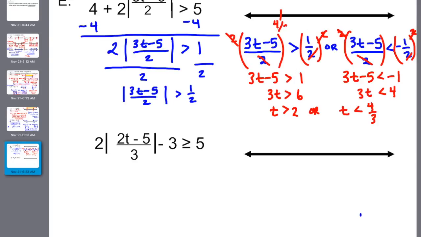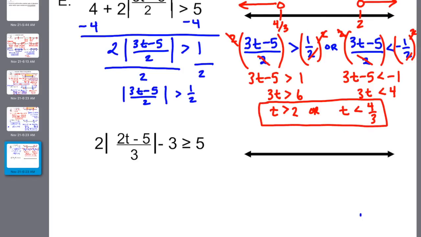So if I put 4/3 on here, that's less than 2. T is greater than 2 would be an open circle going to the right. T is less than 4/3 would be an open circle going to the left. And because it's the union, because we're talking about or, either one of those would work. We don't need to find the intersection. That would be our solution. T is greater than 2 or T is less than 4/3. Plug in a value from either side to see if it's true.